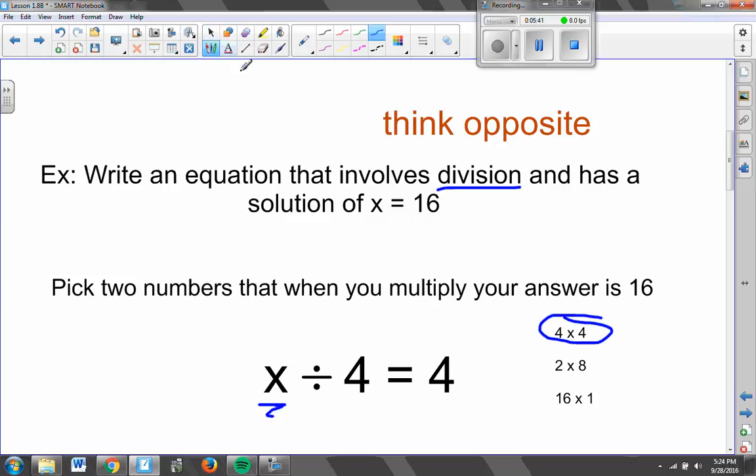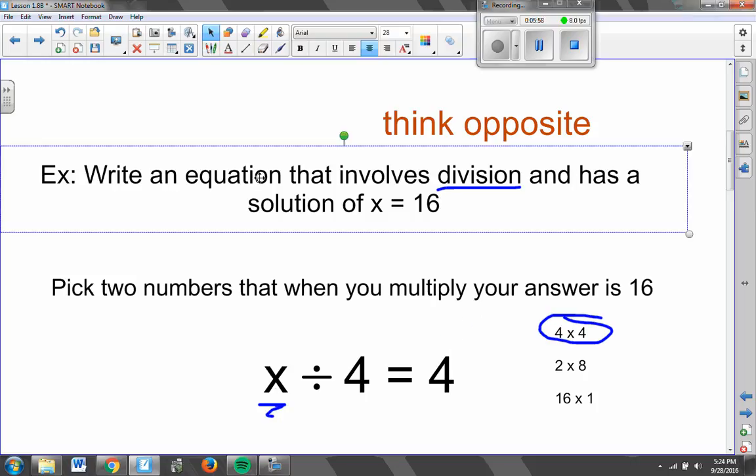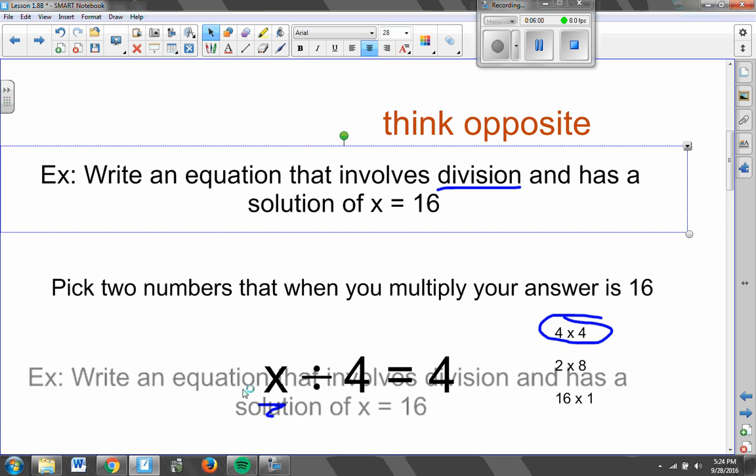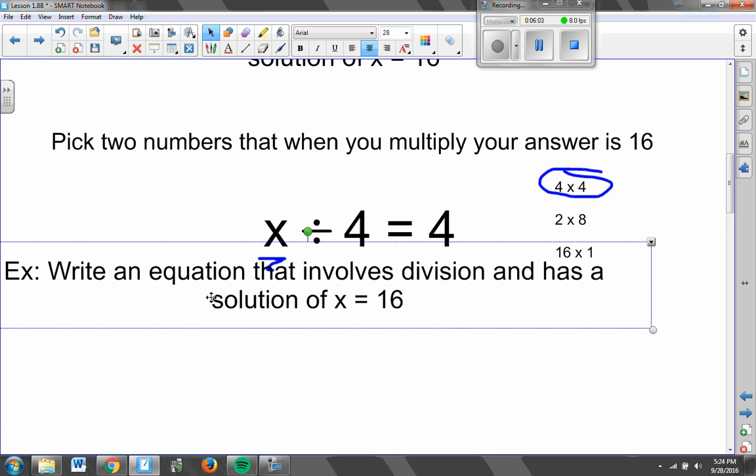You could just as easily write x divided by 8 equals 2, or x divided by 16 equals 1, or there's a bunch of different options here for writing equations like this, okay? Now let's do one more example that's similar to this, but not exactly the same, okay?